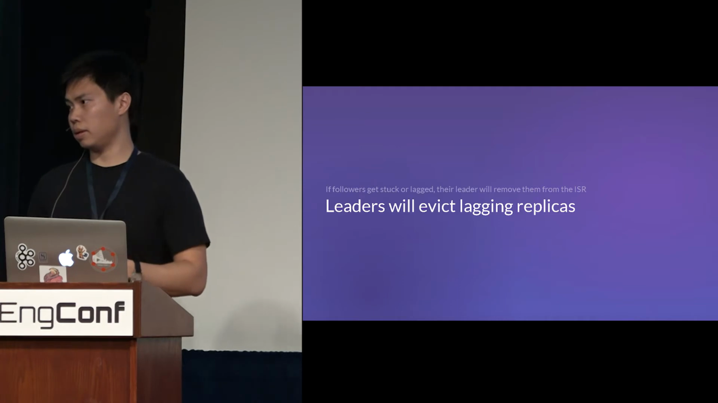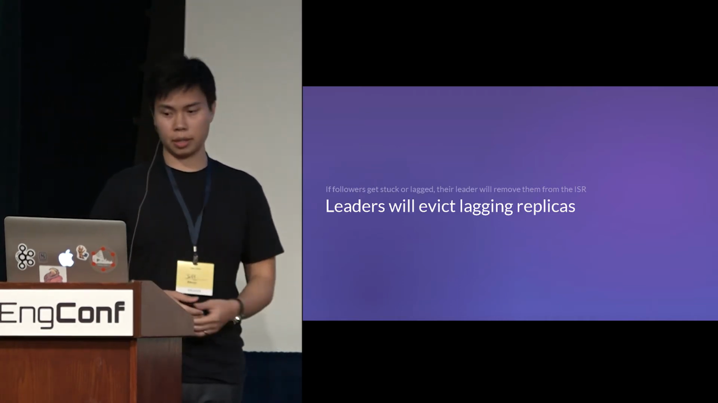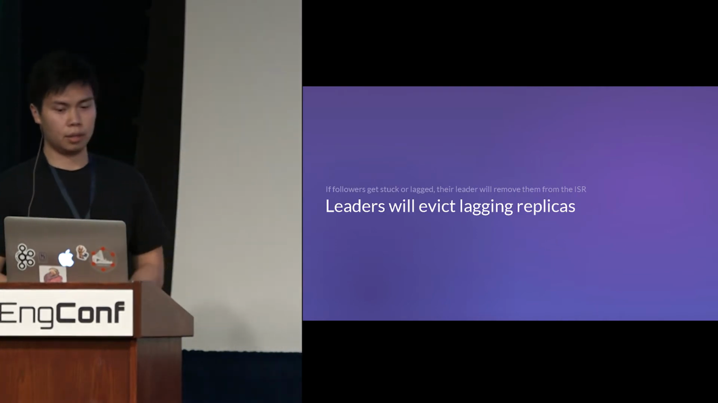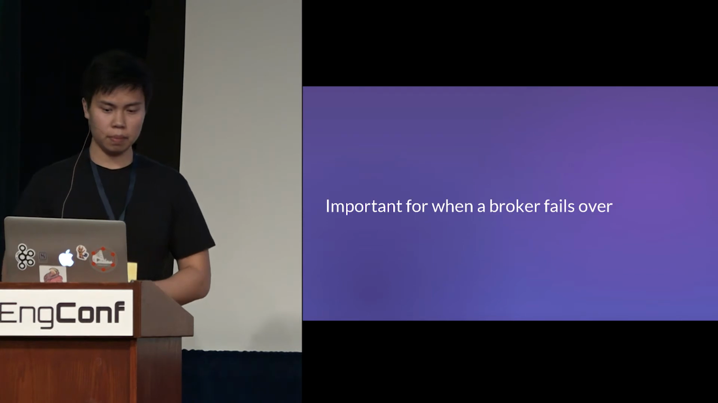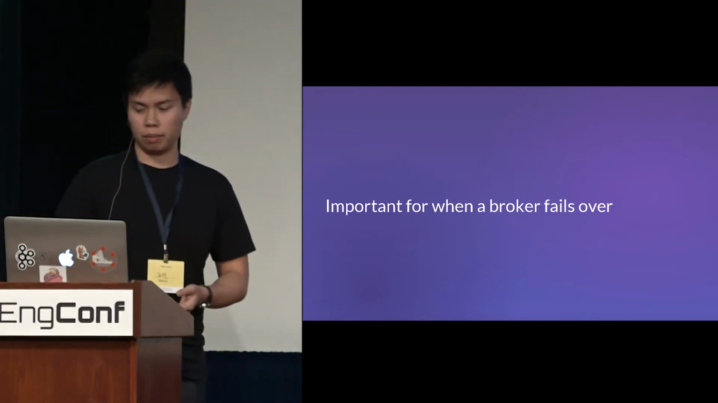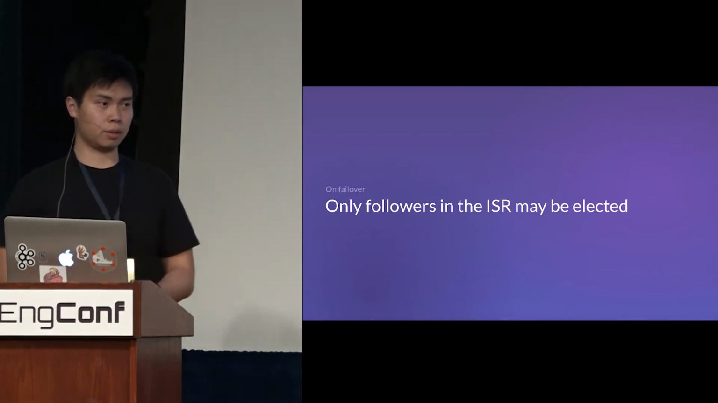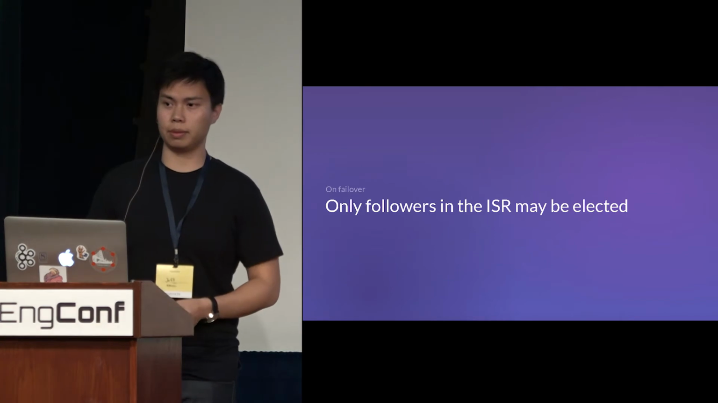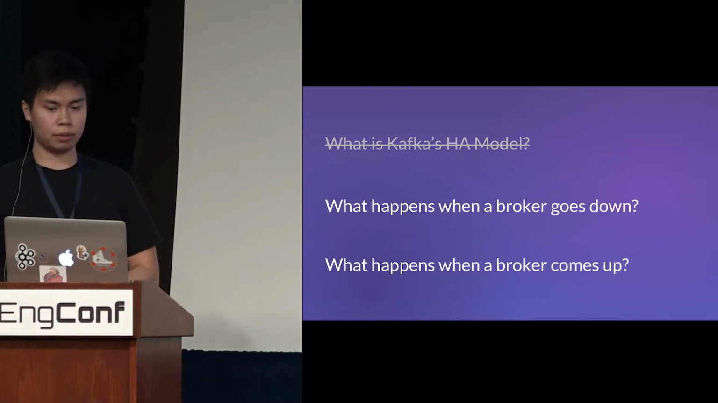Now, if a follower is lagging for whatever reason, or it just completely got stuck, then the leader will remove the follower from its ISR. And this is especially important for when brokers fail over, because on a failover, only followers that are in the ISR currently may be elected as a new leader. So that's Kafka's HA model.